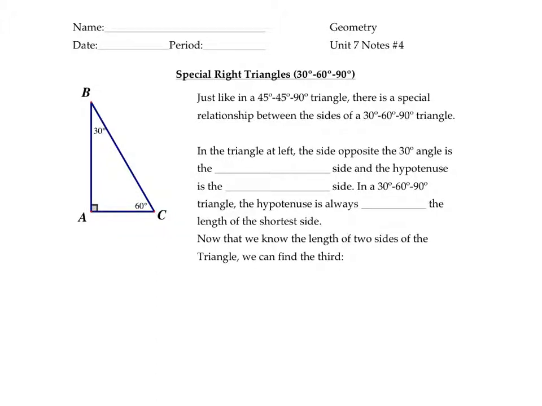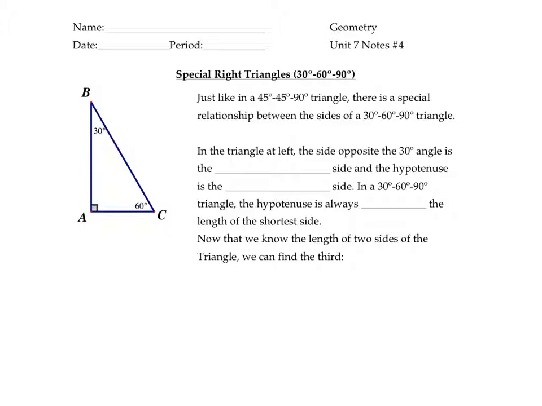Hey everyone, in today's notes, we're going to take a look at our second special right triangle, the 30, 60, 90 right triangle. So just like in a 45, 45 right triangle, there's a special relationship between the sides and angles of a 30, 60, 90 triangle.